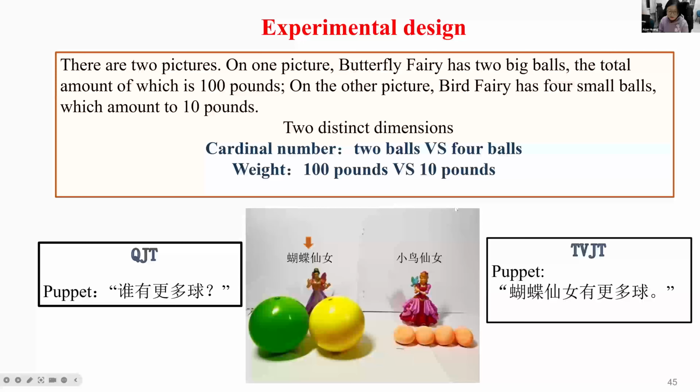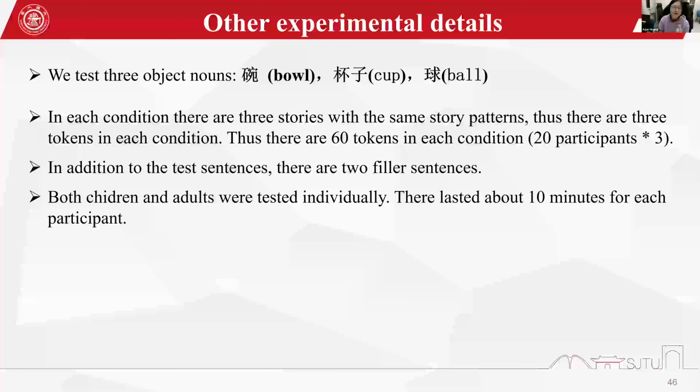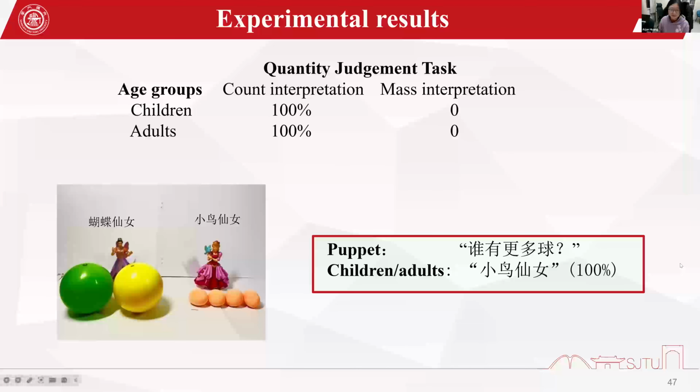This is a very small change, but as we will see later, it produces a different outcome. One is a forced choice, choose one of the fairies. The other asks you to judge whether the sentence is true or false. Okay, so we test one cup of balls, and this is the result. Let's see the quantity judgment task.